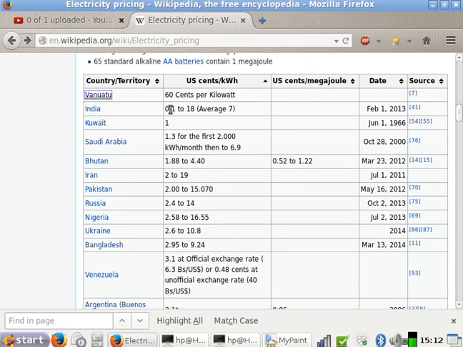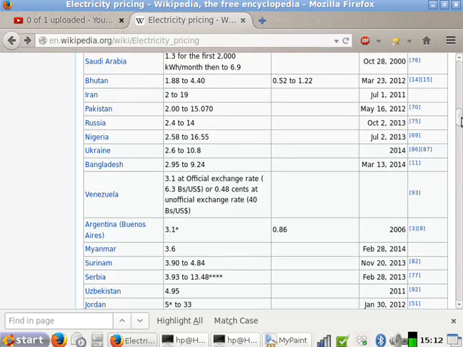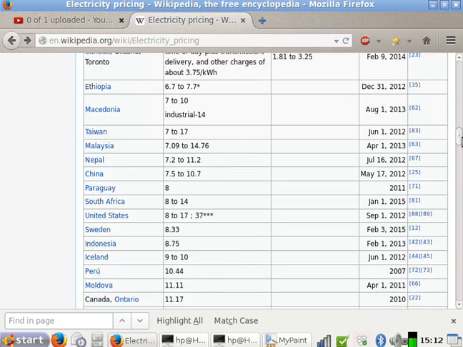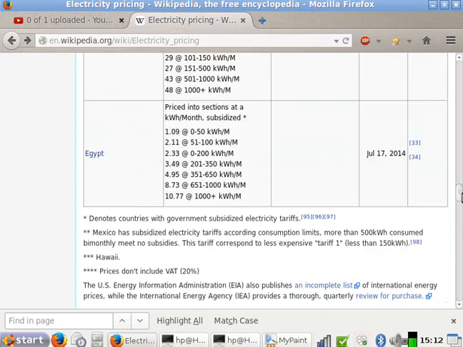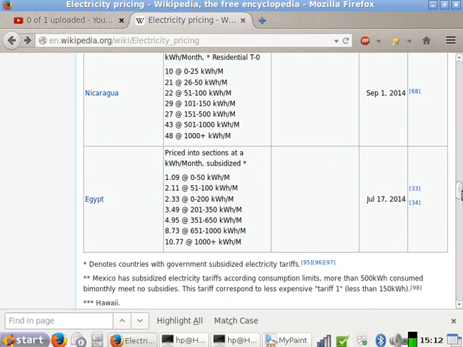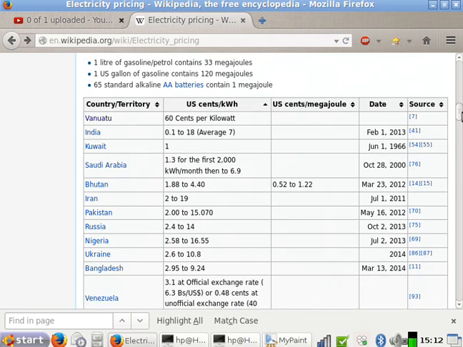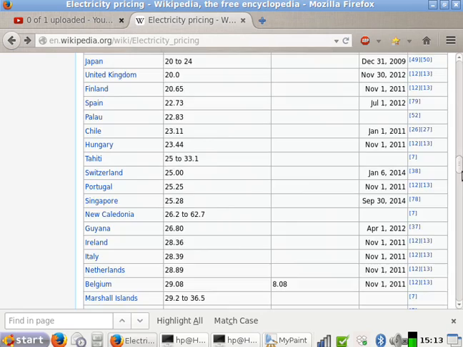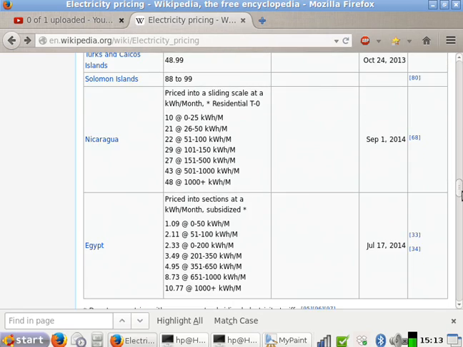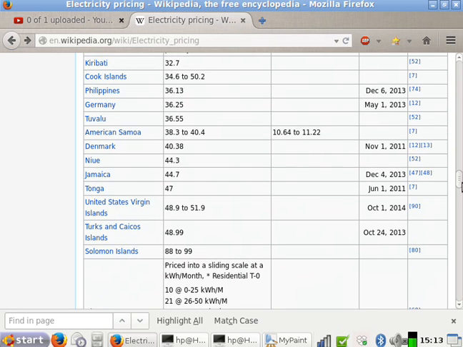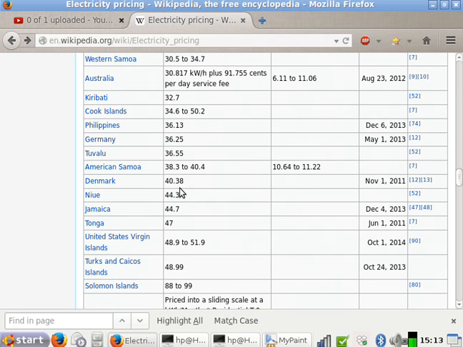And the cheapest, India looks like some parts are cheap. I think it might be Kuwait though at 1 cent per unit. And the highest, I think it's that country I had a moment ago, Vanuatu. Australia? Yeah, it was 30. Denmark is fairly expensive now, 40 cent a unit. Australia, 30 cent a unit. Yeah, that's pretty expensive actually.